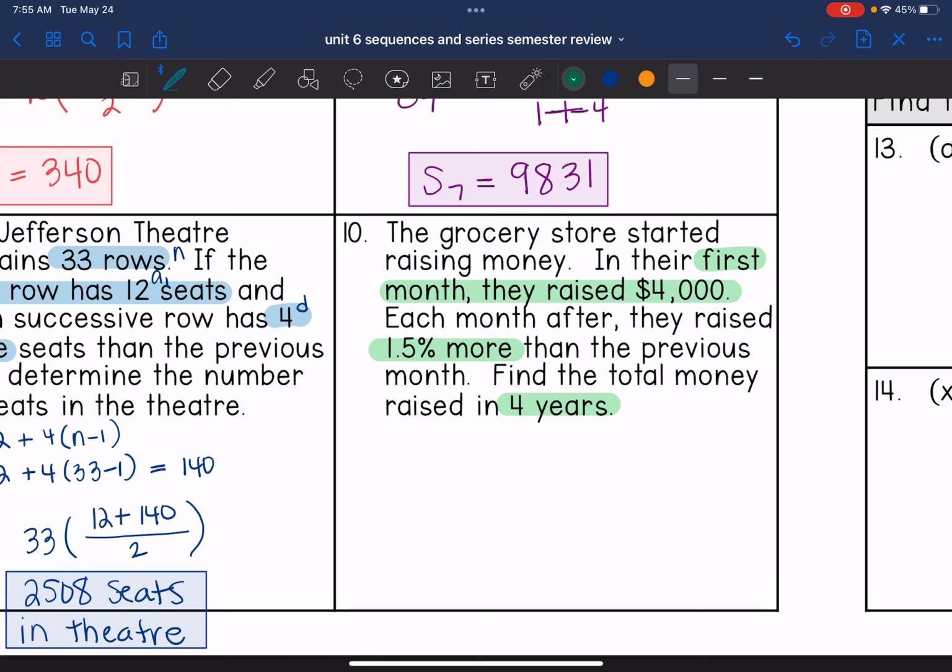This right here at the top says first month. So that has to be a sub 1 there. 1.5 is our common ratio. Just be careful to change it into a decimal and not a percent like this. So we're going to use 0.015. And then n is the 4 years. But again, you have to be careful. They're talking about months, and then nowhere they change it to years. So n is going to be 48 months.